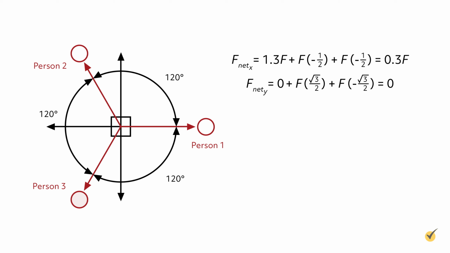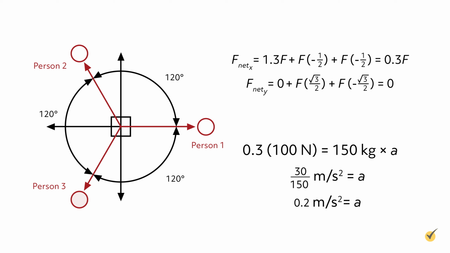Using Newton's second law, we can calculate the acceleration of the center and the two people on the left. Let's assume that each person has the same mass of 50 kilograms and the rope has negligible mass. The mass of the system is then 150 kilograms. Now, let's say that F is equal to 100 newtons. Substituting those values into the force equation in the x direction and simplifying, we can calculate the acceleration. Intuitively, we know the direction of the acceleration is along the positive x-axis, and Newton's second law gives the quantitative value for the acceleration, which we calculated to be 0.2 meters per second squared.